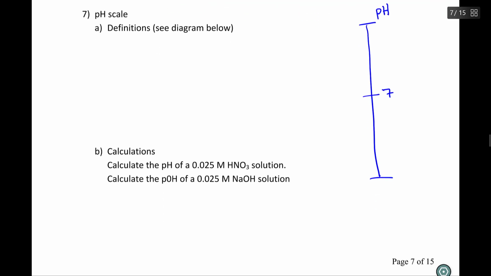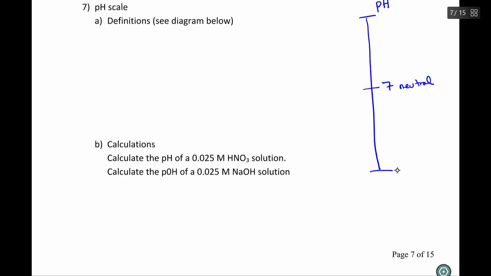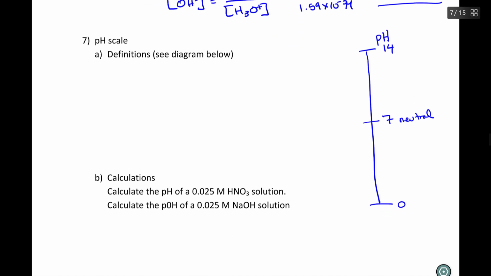And pH 7 is considered to be neutral. The bottom of the pH scale is usually given around 0, and the top is 14. So already you can see how these numbers, instead of looking at molarities, are a lot easier to look at.